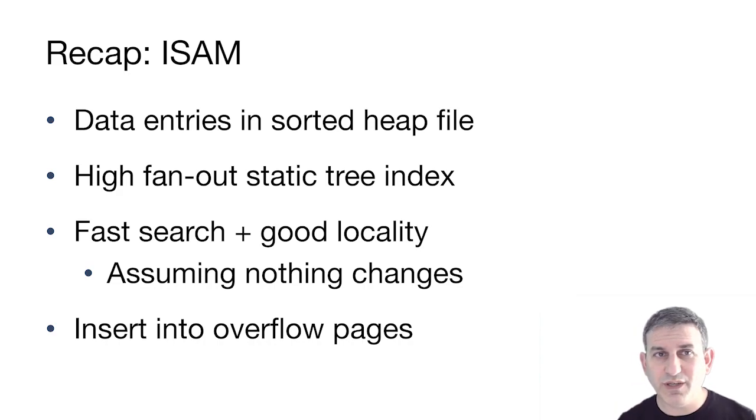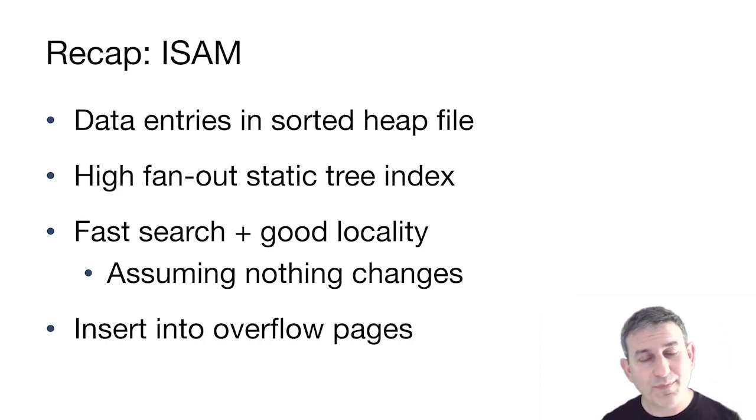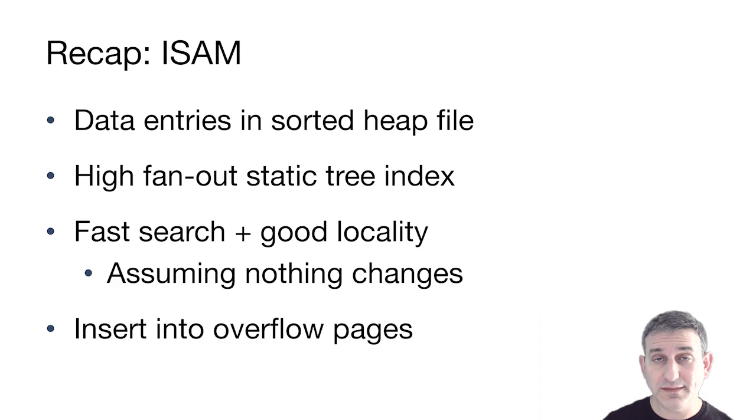So let's recap what we did so far. We designed a data structure, which happens to have been already invented. It's called an ISAM. And it has its data entries in a sorted heap file, which is the first part of the file. And it has a high fan-out static tree index after the heap file, which is the second part of the file. This supports fast search via the index and good locality of search of scan in the heap file. Values that should be sorted together are stored together.